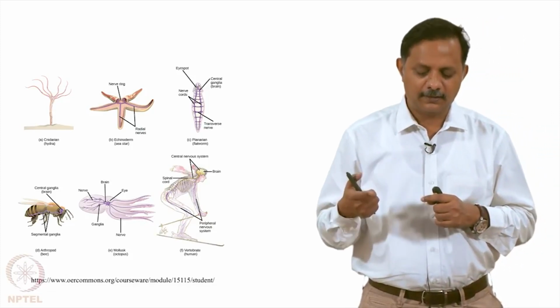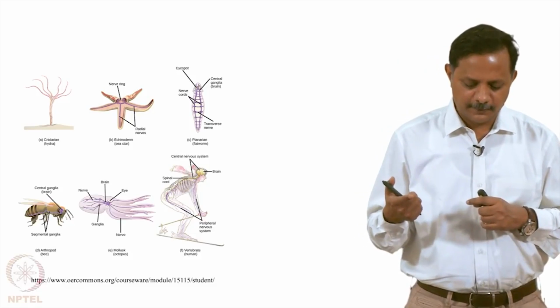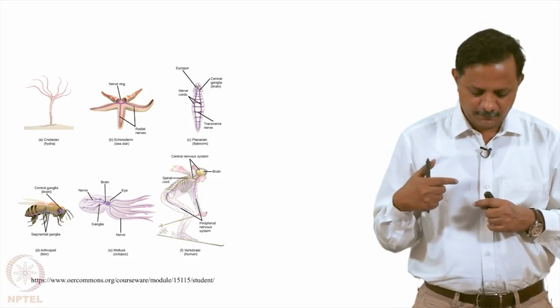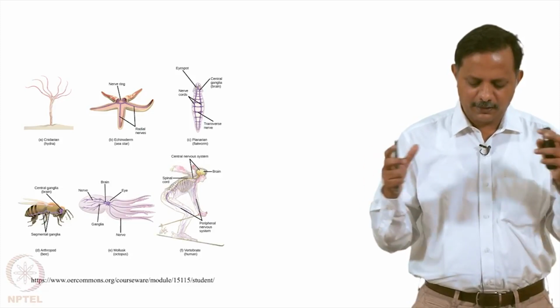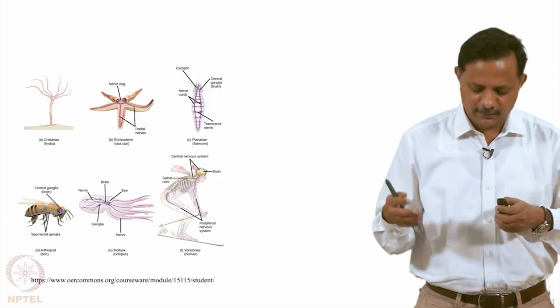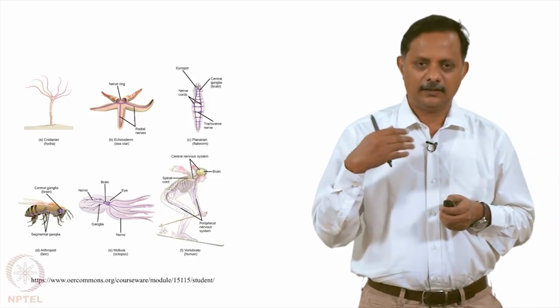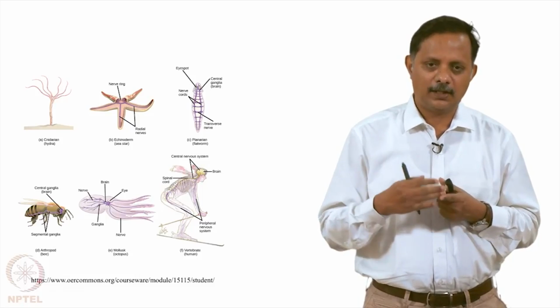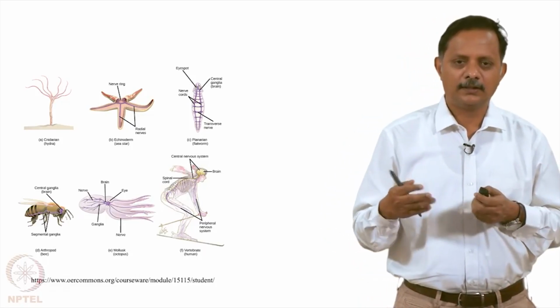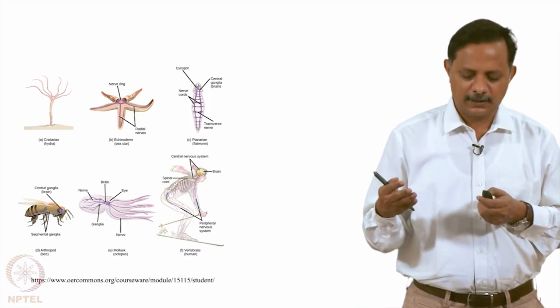Then you have planaria, which has chains of ganglia. A bee also has segmental ganglia. A mollusk has the beginning of a centralized brain, and if you look at other animals, say birds, fish and reptiles, they all have a centralized brain and spinal cord, and mammals also have a similar nervous system.